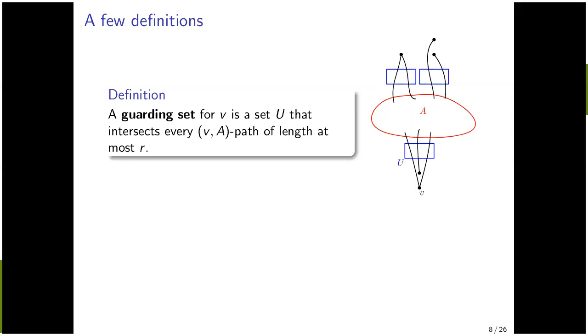This is just an elementary observation on the distance. Okay. And so now if I know the profile of V on U, I can recover the profile of V on the whole set A. Okay, so this will be a tool.